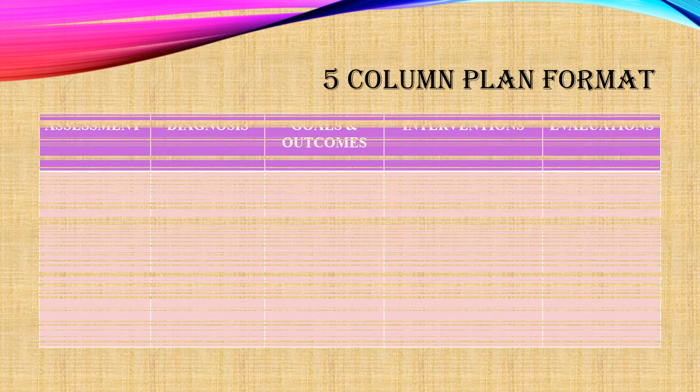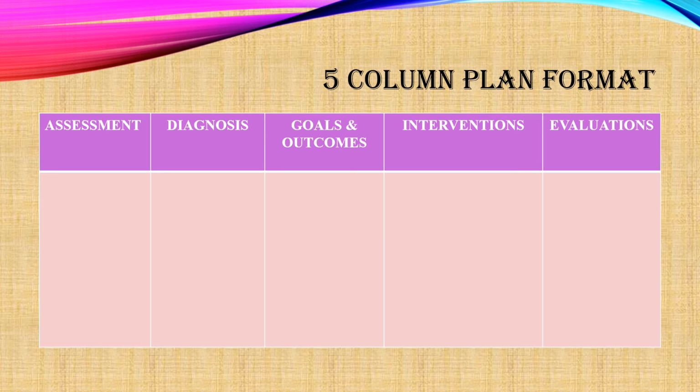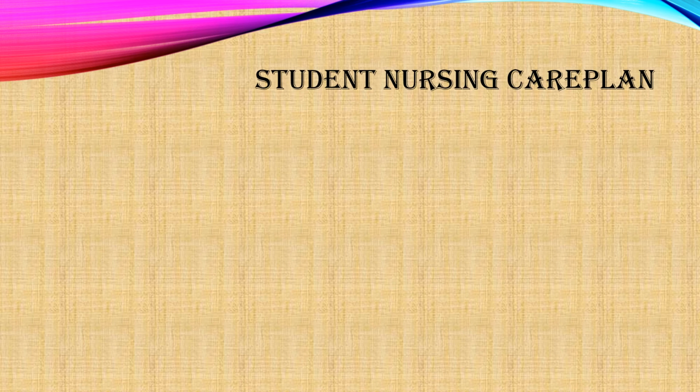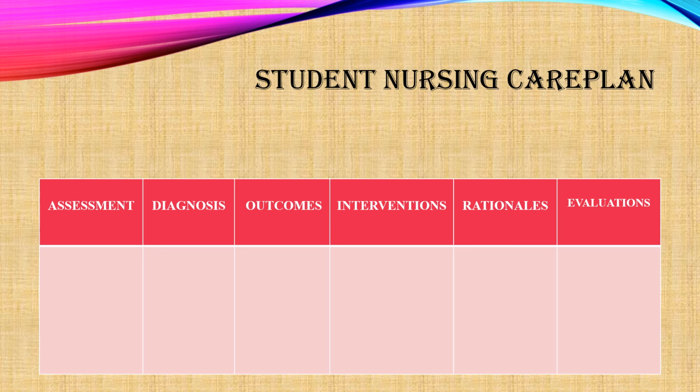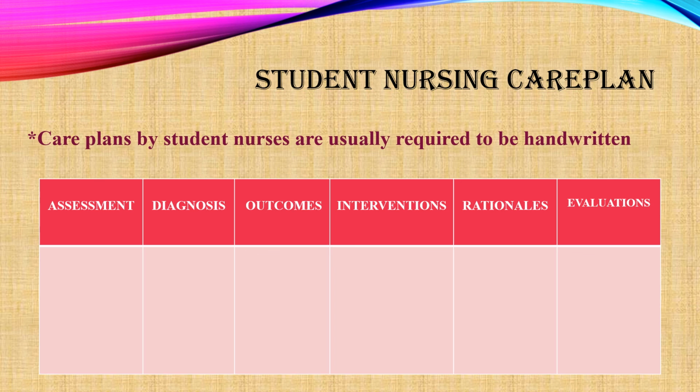Some hospitals or agencies use a five-column plan that includes a column for the assessment cues separately. Student care plans are more lengthy and detailed than the care plans used by working nurses because they are learning activity for the students. Care plans by student nurses are usually required to be handwritten and have an additional column for rational or scientific explanation after the nursing interventions column. Rationales are scientific principles that explain the reasons for selecting a particular nursing interventions. These are the different nursing care plan formats.